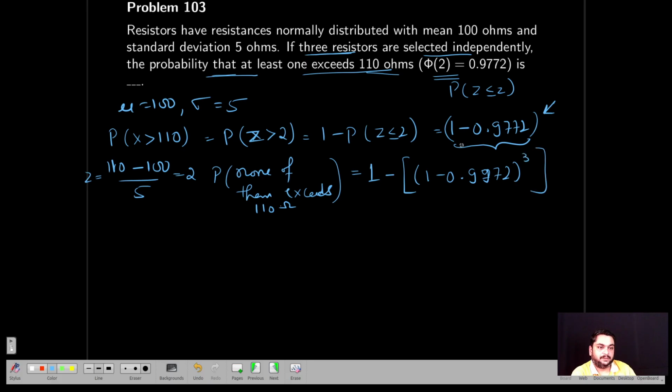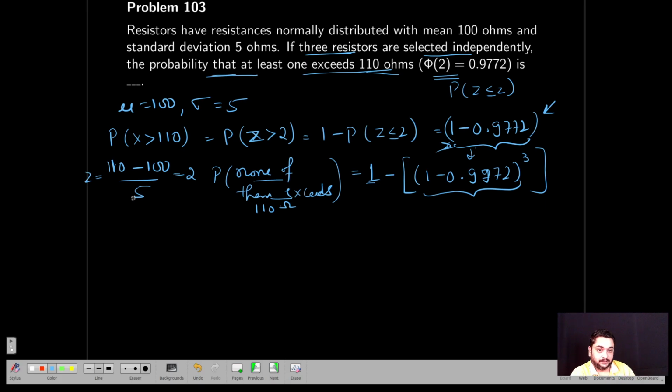No. See, if all have to exceed, what does it mean? All have to exceed, it is the product of all these, right? P1 into P2 into P3. It's the product rule. So this is the probability that all of them exceed 110 ohms. So all of them exceeding is the cube of this. Now this is the cube. What am I finding? None of them exceeds means 1 minus this value. Okay. None of them exceeds.